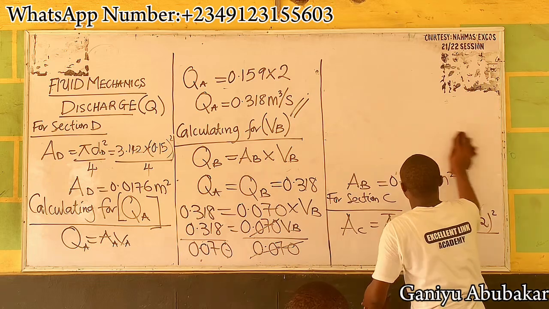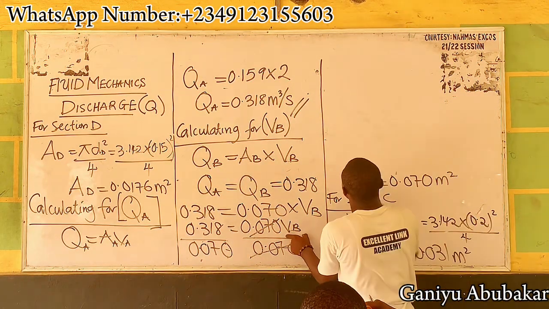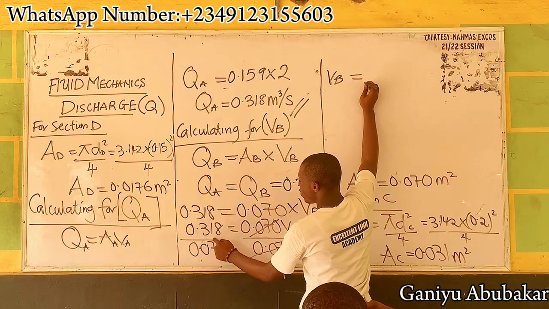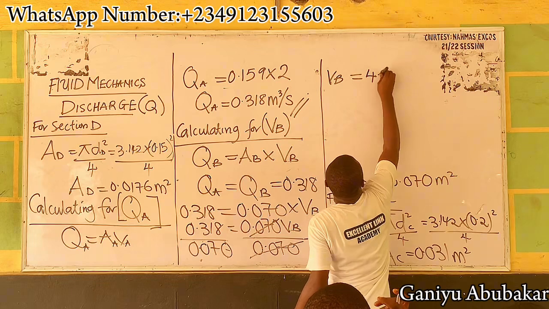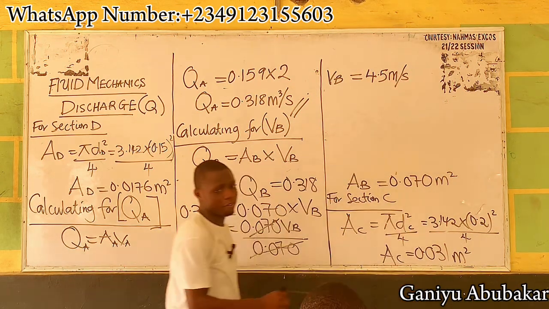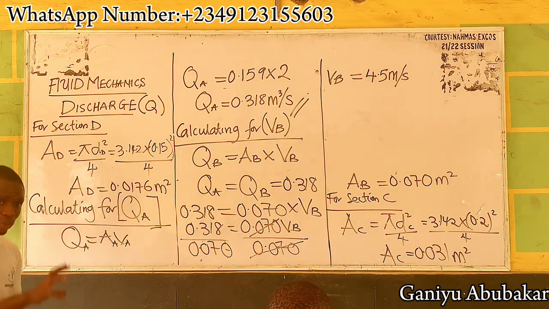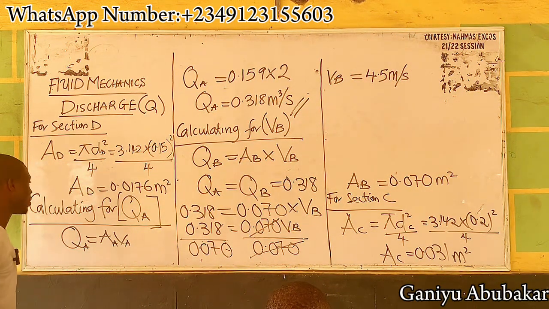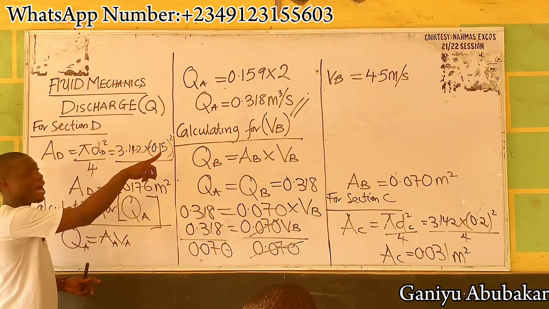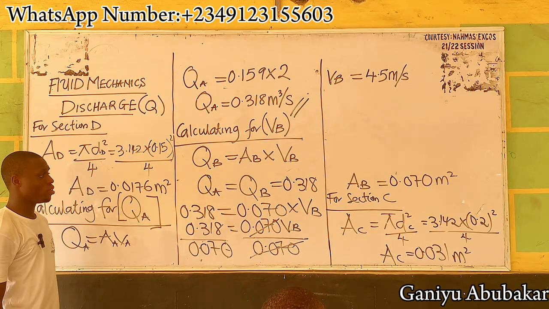Let's get the velocity at B. So VB now is what? Divide this by what I have. 4.5, in what? Meters per second. Just 4.5. You know it's velocity. It's not too long, just a specific value with one decimal place. So I have my answer as 4.5 as my velocity at B. It is done.